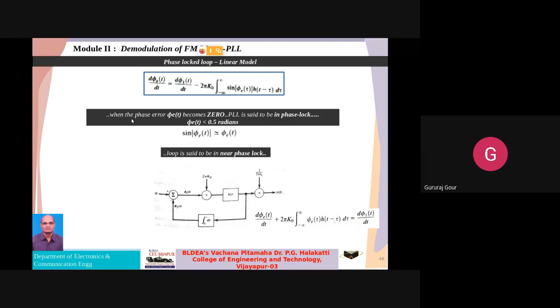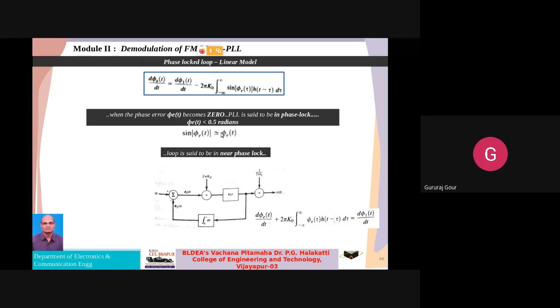We can linearize this by making phi of t nearly equal to 0. By experimental analysis, it has been mentioned that if you keep the phi of t value less than 0.5 radians, then sine of phi of t will become approximately equal to phi of t.